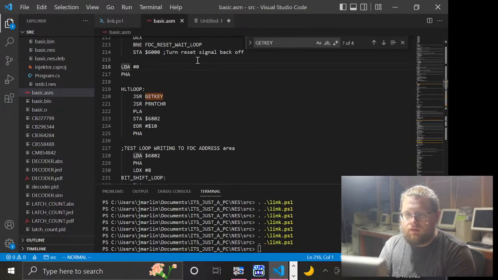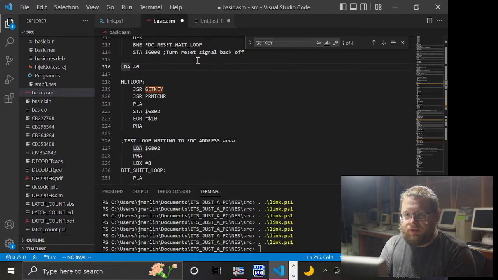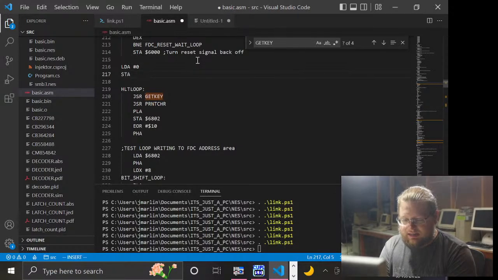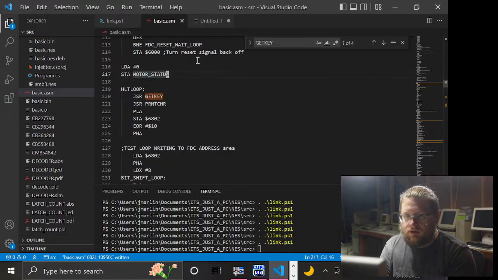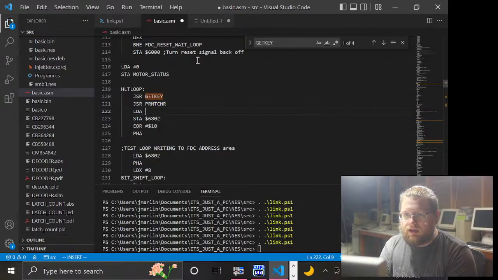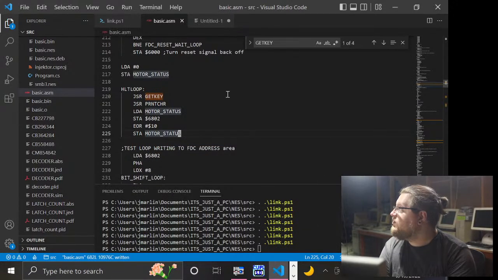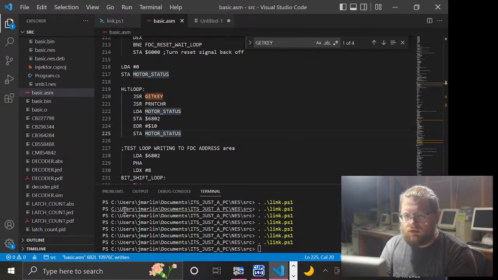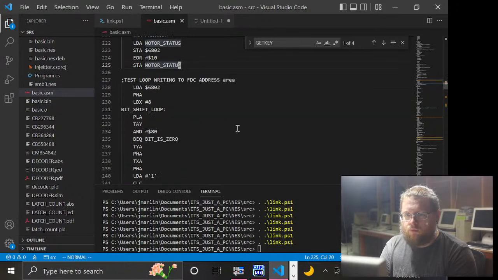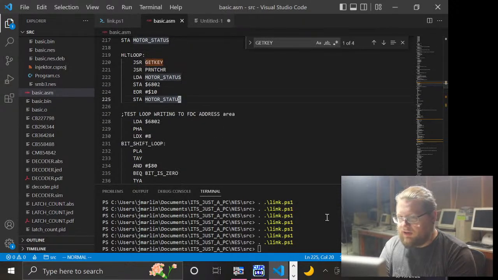Okay. So, never mind this business. Do load A, but then store it at whatever I just called that, motor status. And don't do that. Just do load A motor status. And this feels kind of silly to me, honestly. There's no way that is the issue. But I guess we'll find out.